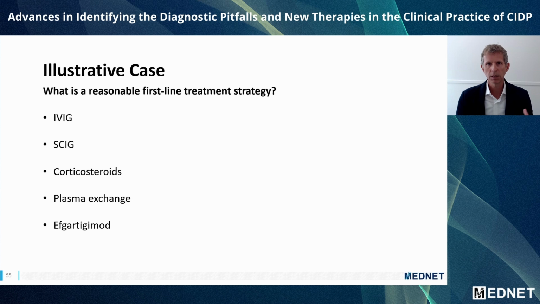So the question is, where do we start? Options might be IVIG, subcutaneous IG, corticosteroids, plasma exchange, or efgartigimod. We have some data on all of these. So where do we start treatment?